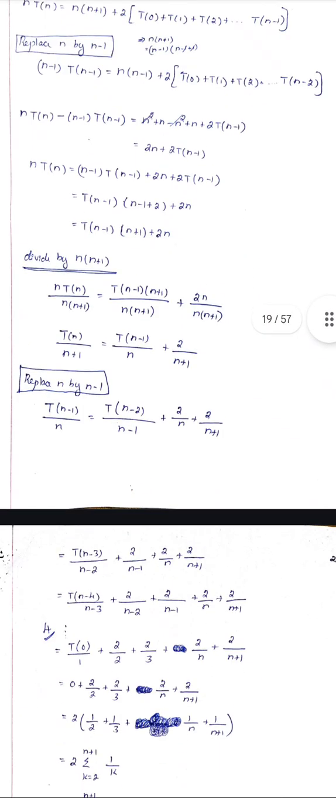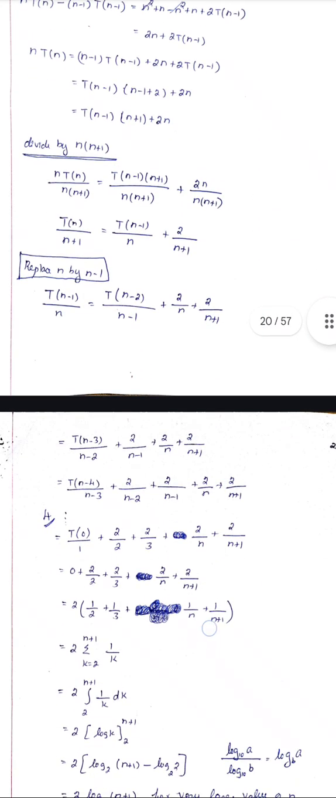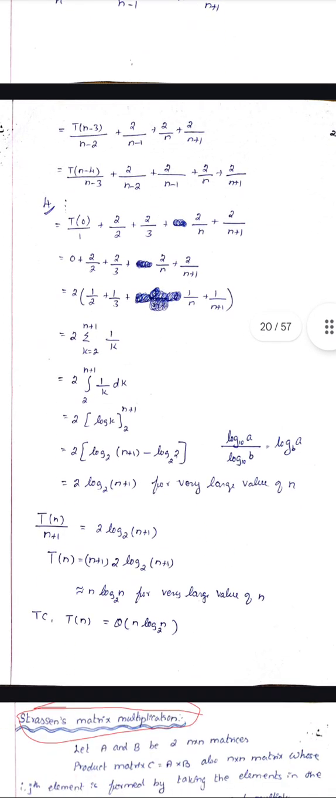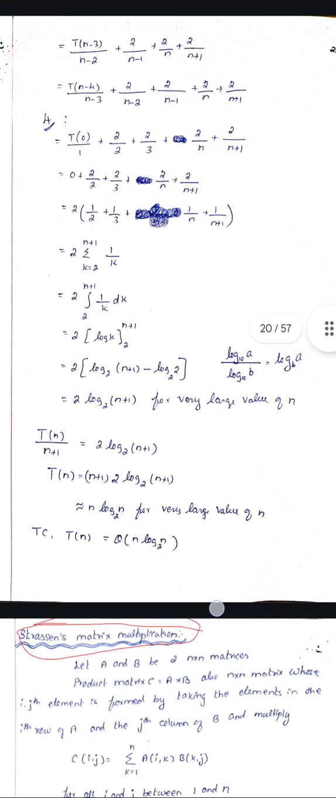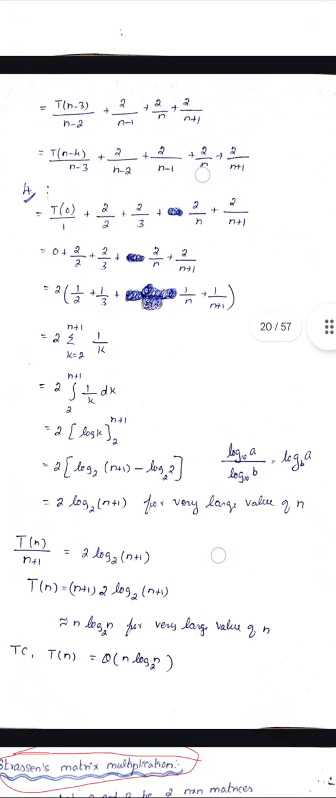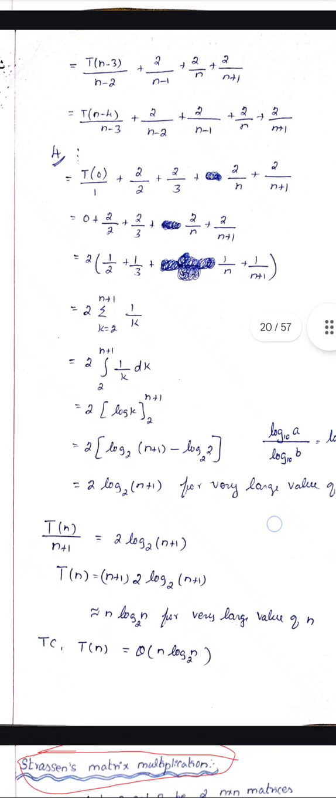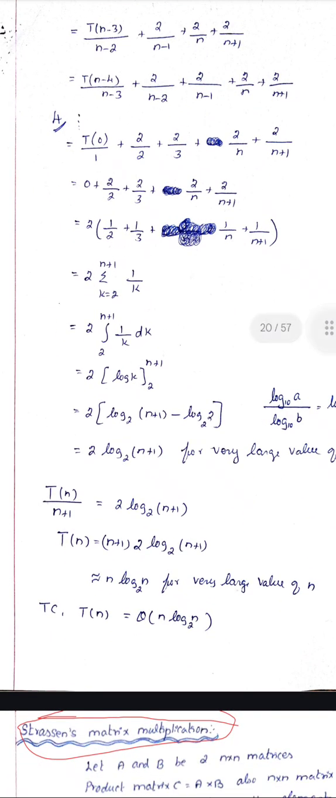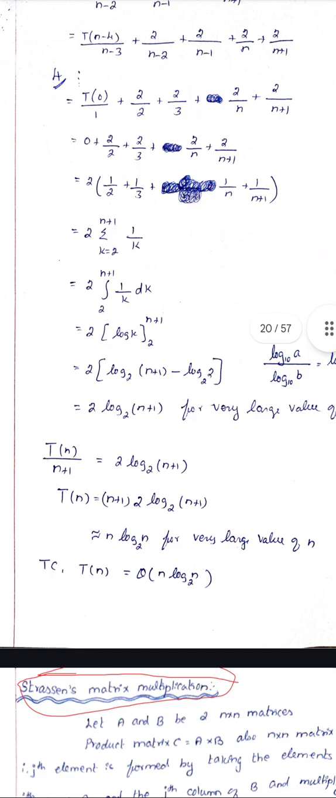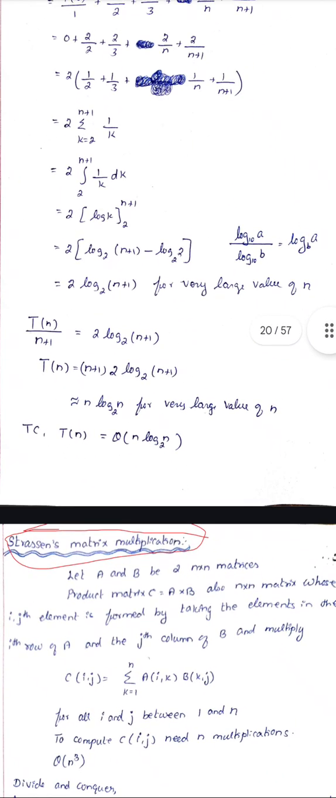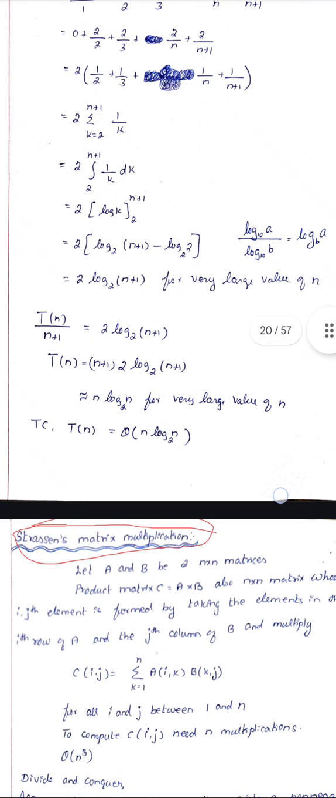Divided by n into n plus 1. Replace n by n minus 1. Again we have to do the same thing for the time. Then we will get 2 by 3, 1 by 2, 1 by 3 and all 1 by k. 2 into 2 to n plus 1, the sum of 1 by k, which will become log k. This also gives us n log n to the base 2.